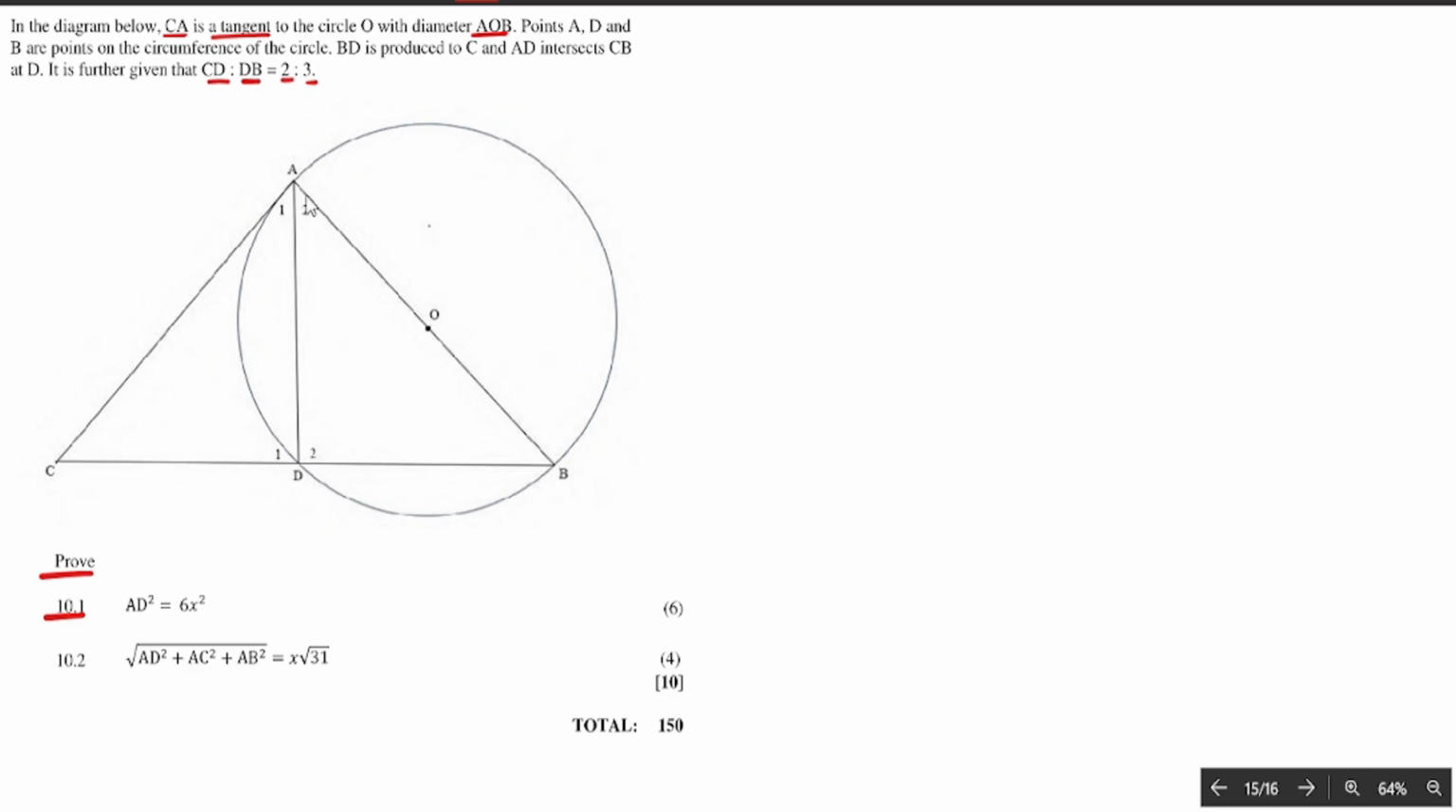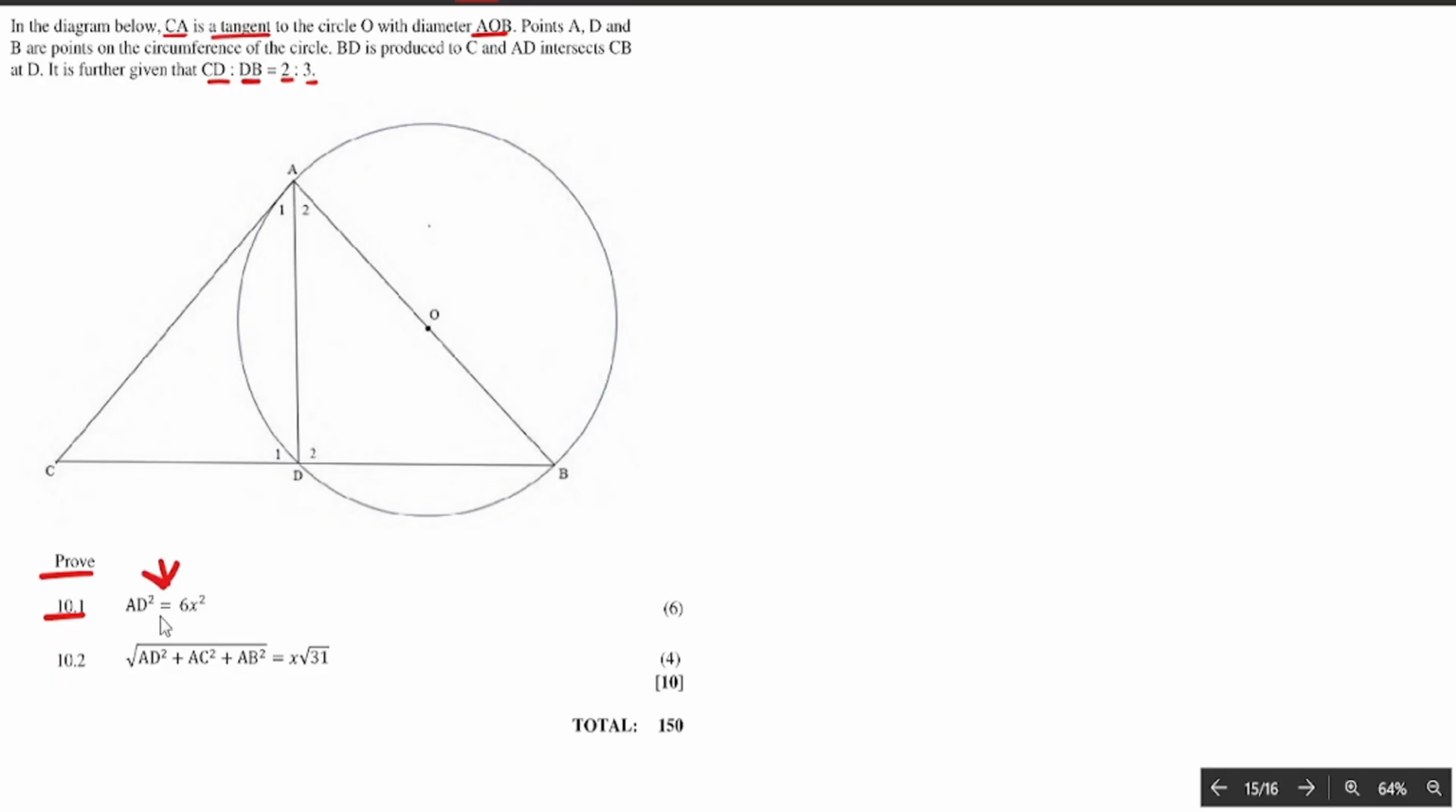So AD, it's just this line here, right? AD squared. So how we can go about that is, I think, by proving that these two triangles are actually similar. This triangle here is similar to this triangle here. We need to prove that. That will help us in figuring out how to go about this.